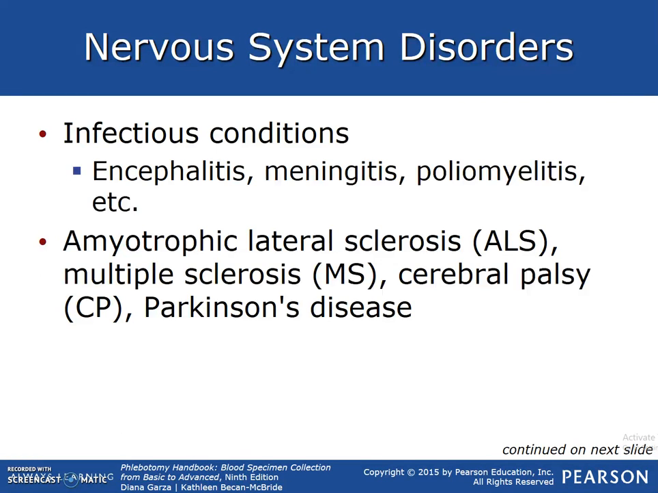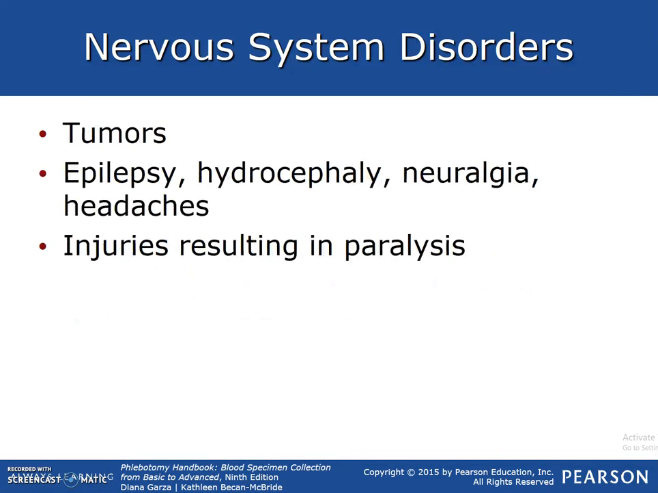Infectious conditions: encephalitis, meningitis, poliomyelitis, ALS, MS, and Parkinson's disease or cerebral palsy. We will see how we accommodate for these conditions as well when it comes to nervous system disorders. We see Parkinson's disease more commonly in the geriatric population, and there are ways to help when they have tremors to draw their blood safely and appropriately. Tumors, epilepsy, hydrocephaly, headaches, injuries resulting in paralysis as well.